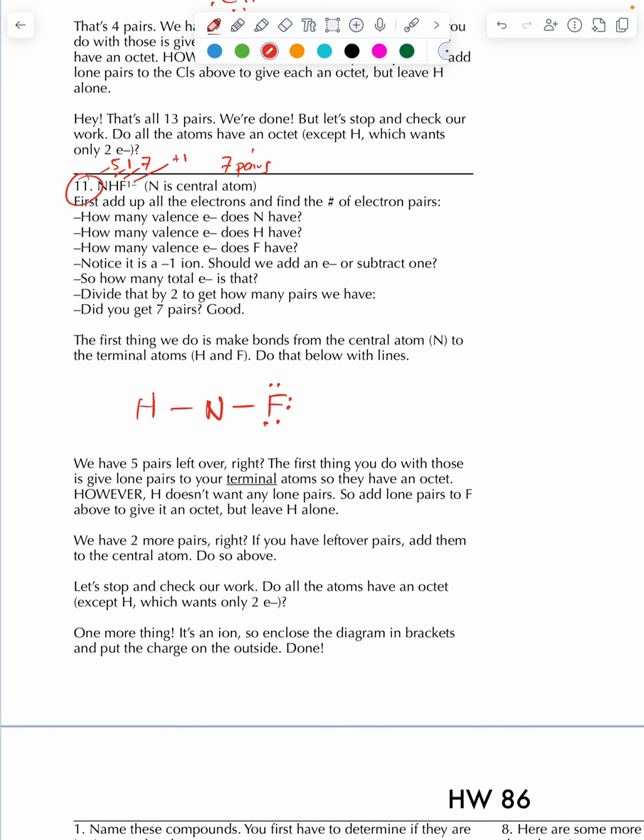So where do I put my... sorry, I was adding because I want to make sure I added that right. 5, 6, yeah, 7 pairs. So we're at 1, 2, 3, 4, 5 pairs. We got to do 2 more pairs. Where do the extras go? On the central atom.